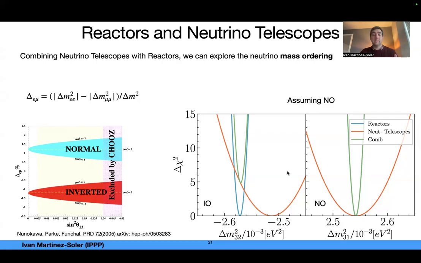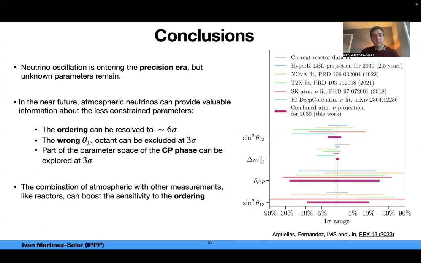On top of the sensitivity that atmospheric neutrinos will have alone in the determination of the mass ordering, the combination with other experiments like JUNO will boost it and give us an extra 2 sigma, as we can see here, in the determination of the mass ordering.